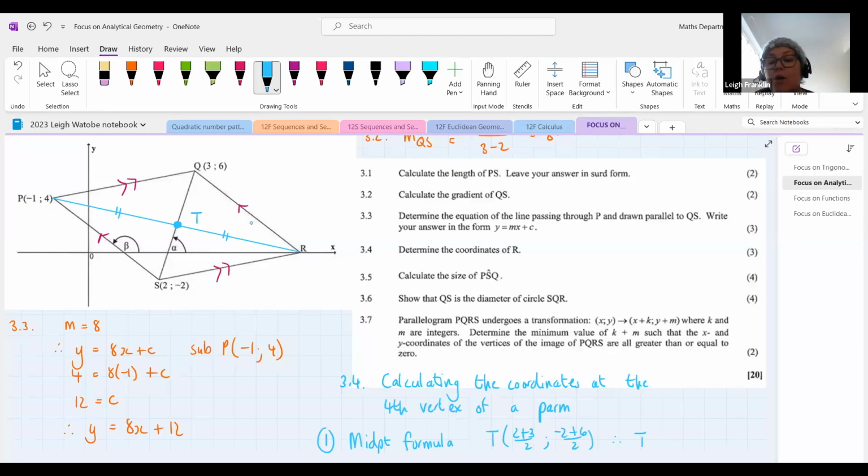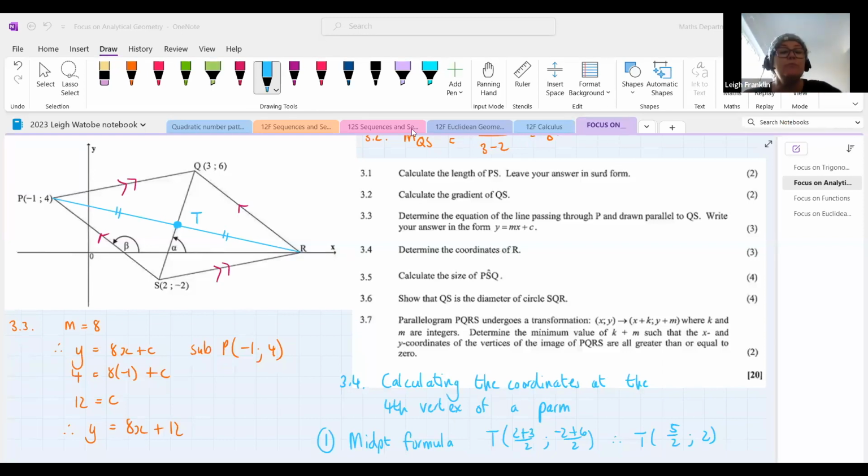So that means the coordinates at T would be 5 over 2 and 2. Is everybody happy with that? So Kutwano, we can do it. It's not inspection, it's translation. And I am going to show you how to do that as well. Okay, so there are 2 ways. The first one is midpoint formula, and then I'm going to show you how to use translation. I like translation because I think it's quicker and easier, but I'm just giving you the option of both.